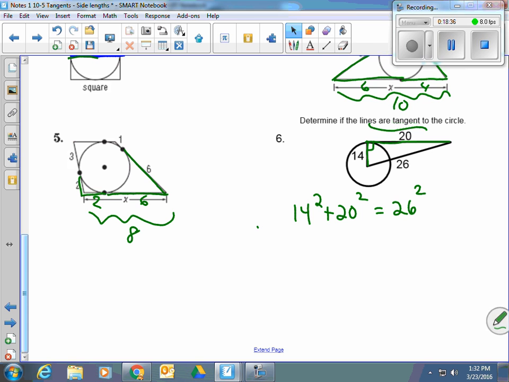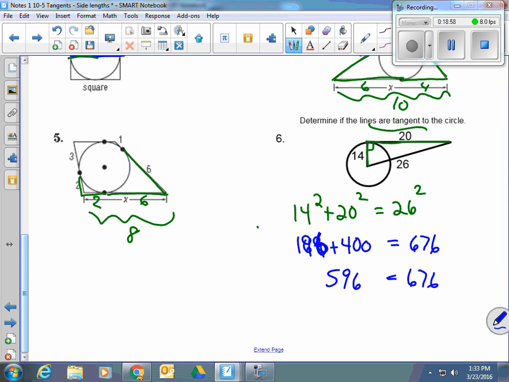Is that true? 14 squared is 196. Okay, what's 26 squared? 676. Is it true that 596 is equal to 676? No. So could that line really be a tangent? No.